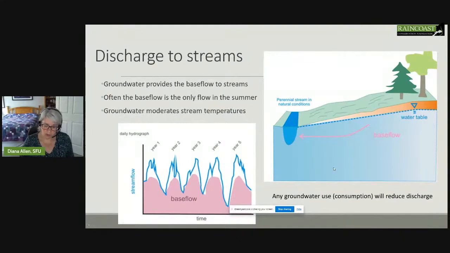Finally, we have discharge to streams. If there are streams on an island, then you'll have some of the groundwater discharging into them. And this groundwater discharge provides the base flow to a stream. Often during the summertime, the base flow is the only flow that is occurring in that stream channel. In addition to that, groundwater is generally quite cool compared to surface waters during the summertime. So that cool groundwater discharging into the stream moderates the high temperature fluctuations that we see in stream conditions. Ultimately, any groundwater that we use, by consuming it, will reduce the amount of discharge either to the ocean or to these streams.